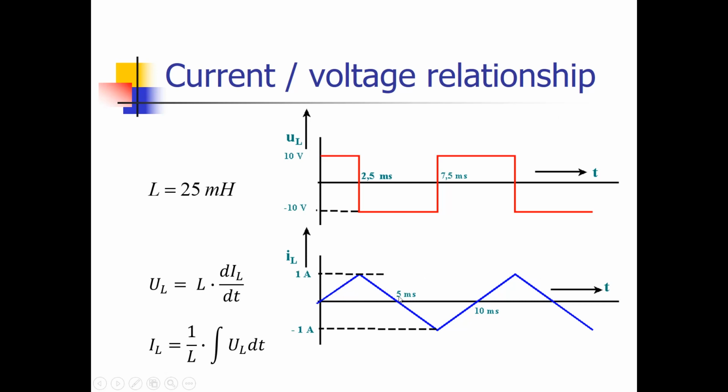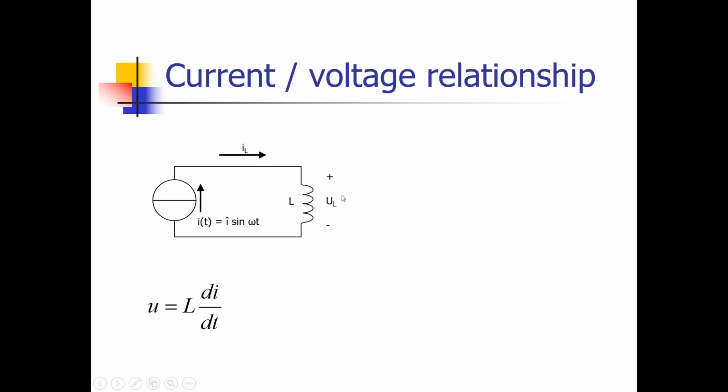So this triangle form is caused by the fact that this voltage is constant, using this expression. Now let's look at a real AC situation in which we add an AC current source to that inductor. The AC current source is expressed by this equation: I is I top times the sine of omega t, where omega is the angular frequency of the sine wave of the current. Because it's an inductor, this expression is still valid: U is L times di/dt.